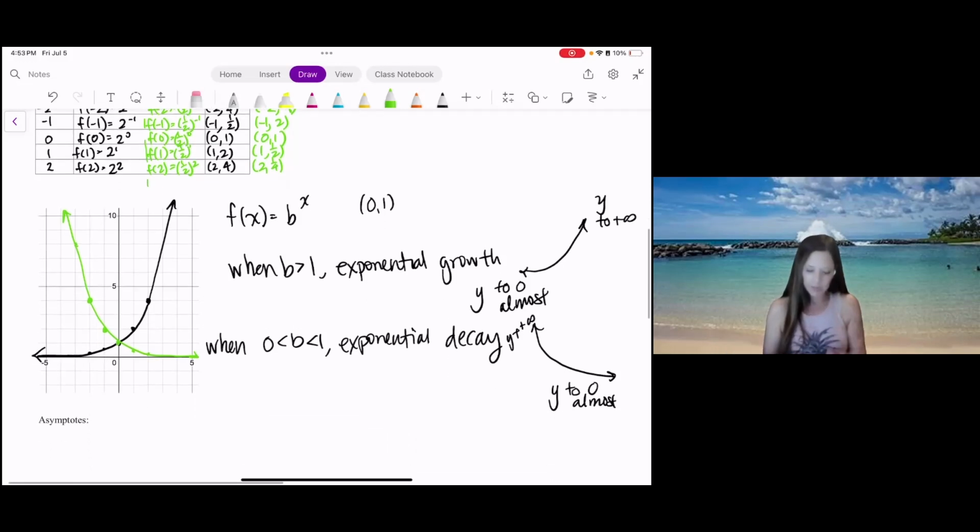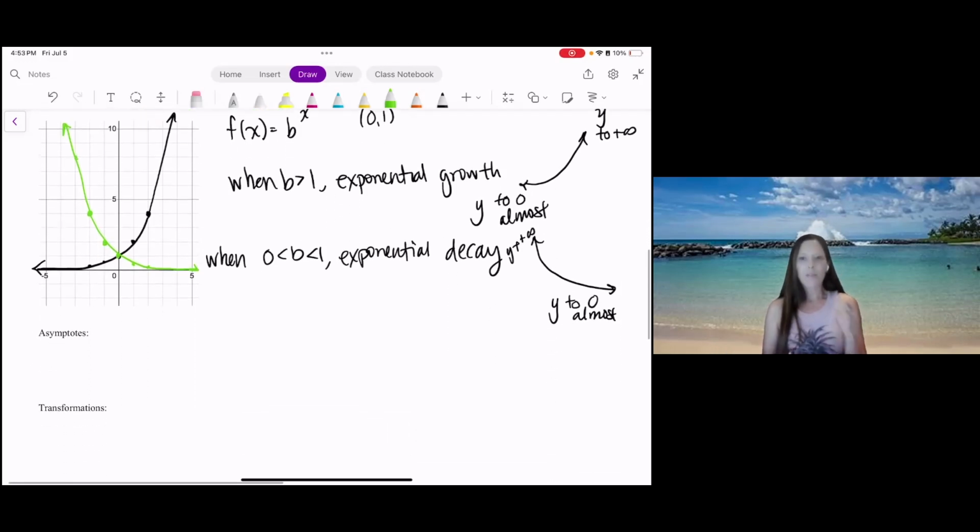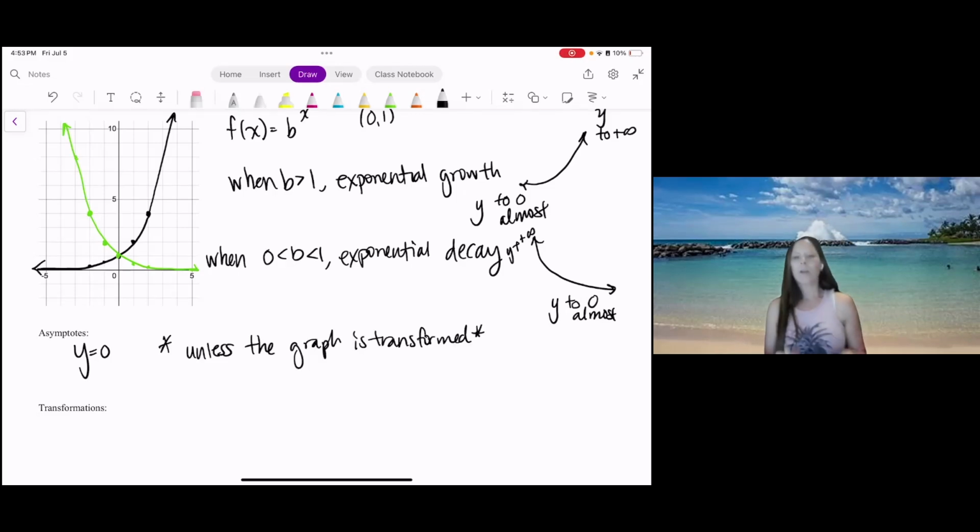I mentioned asymptotes. For your standard parent function, without any transformations, my range is approaching 0, but it never achieves the value of 0, which means we have an asymptote at y equals 0. Transformations take on the same identities as before. If you do something outside the function, it affects it vertically. If you do something inside the function, it affects it horizontally.